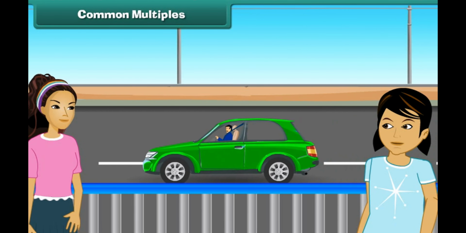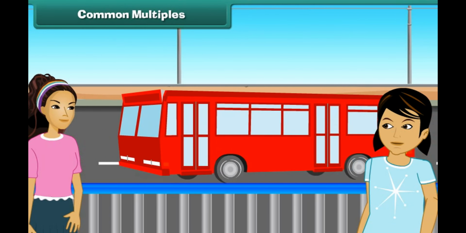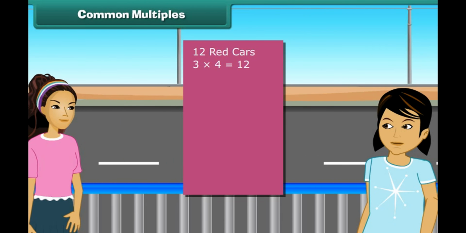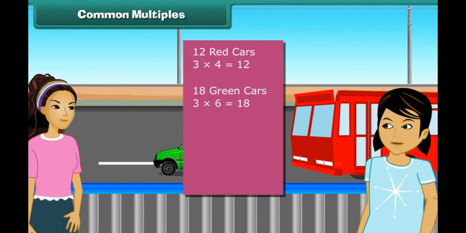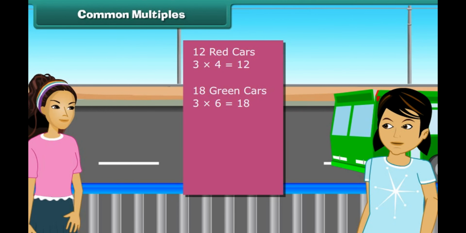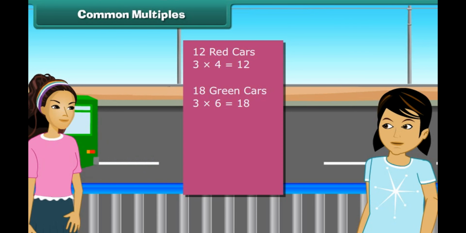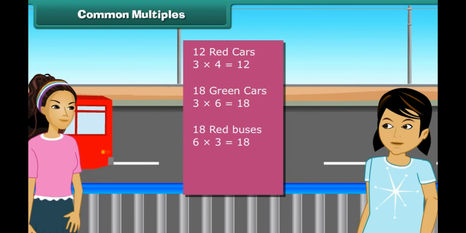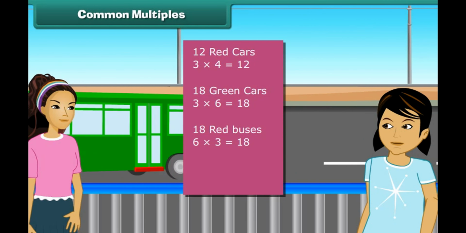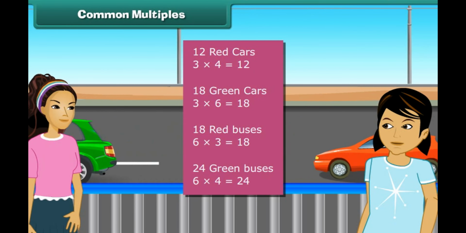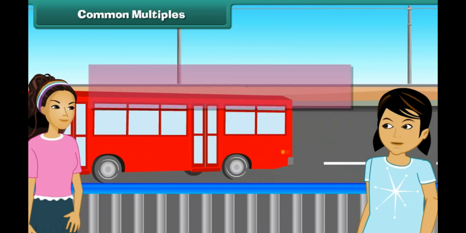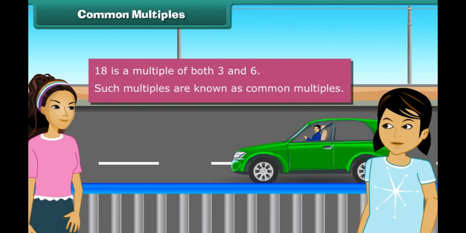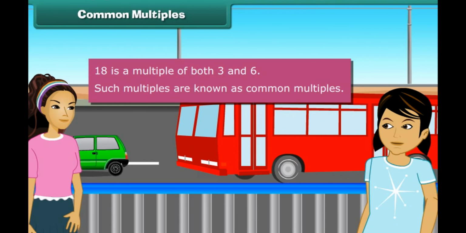Reema observes 12 red cars and 18 green cars. She expresses them as 3 multiplied by 4 is equal to 12, 3 multiplied by 6 is equal to 18. Prerna observes 18 red buses and 24 green buses. She expresses them as 6 multiplied by 3 is equal to 18, 6 multiplied by 4 is equal to 24. 18 is a multiple of both 3 and 6. Such multiples are known as common multiples.